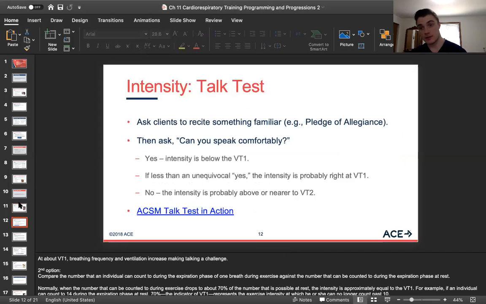Talk test, we've talked about this. We have ventilatory threshold 1 and ventilatory threshold 2. Before ventilatory threshold 1, you can talk normally. In between ventilatory threshold 1 and 2, you can only get out 1 or 2 words, maybe a phrase, and then up above ventilatory threshold 2, you can't really talk that much at all.